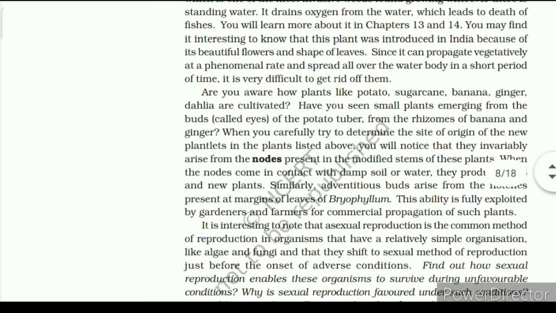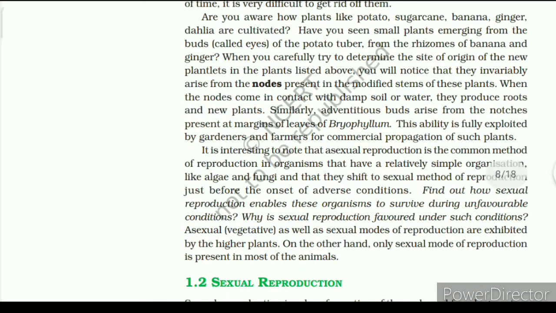As you are aware how plants like potato, sugarcane, banana, ginger, dahlia are cultivated, have you seen small plants emerging from buds called eyes of potato tuber, from the rhizomes of banana and ginger? When you carefully try to determine the site of origin of the new plantlets in the plants listed above, you will notice that they invariably arise from the nodes present in the modified stems of these plants. When the nodes come in contact with damp soil or water, they produce roots and new plants.